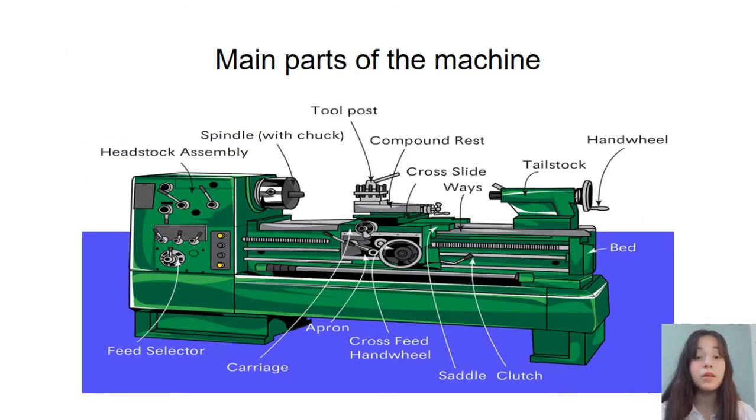Now, the main parts of the machine. There are six main parts of a lathe machine: the bed, the headstock assembly, the main expander, the tailstock, the carriage, and the overload safety device. The foundation of the lathe machine, with various operational parts of the body mounted on it, is called the bed.